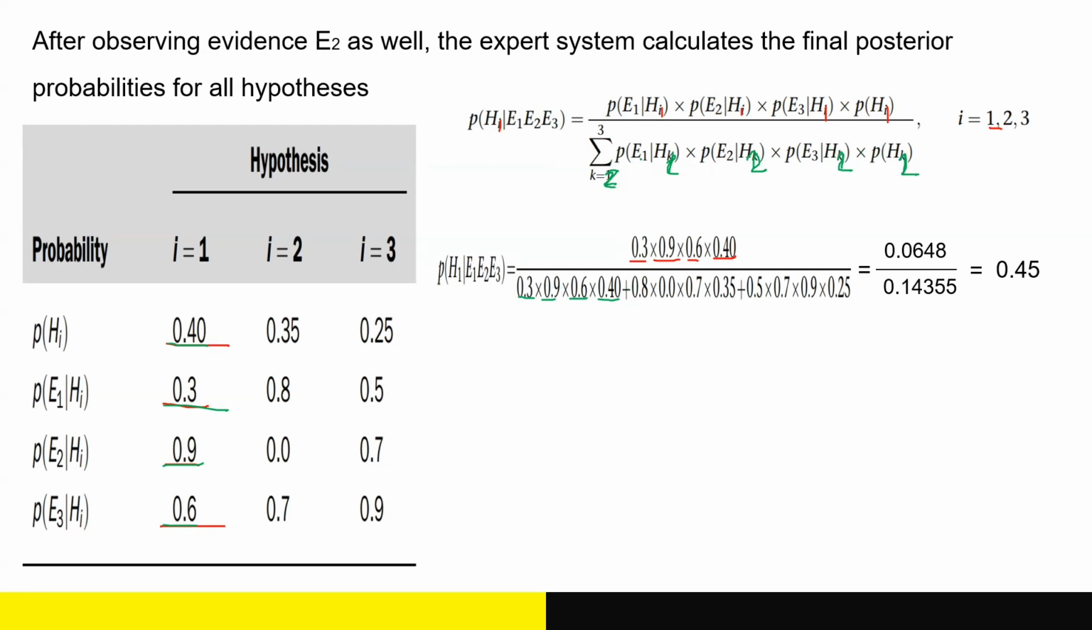So probability of evidence 1 given hypothesis 2, we have 0.8. And then probability of evidence 2 given hypothesis 2, we have 0.0. And then probability of evidence 3 given hypothesis 2, we have 0.7. And multiply by probability of hypothesis 2, so we have 0.35. Plus, our index K now is equal to 3.